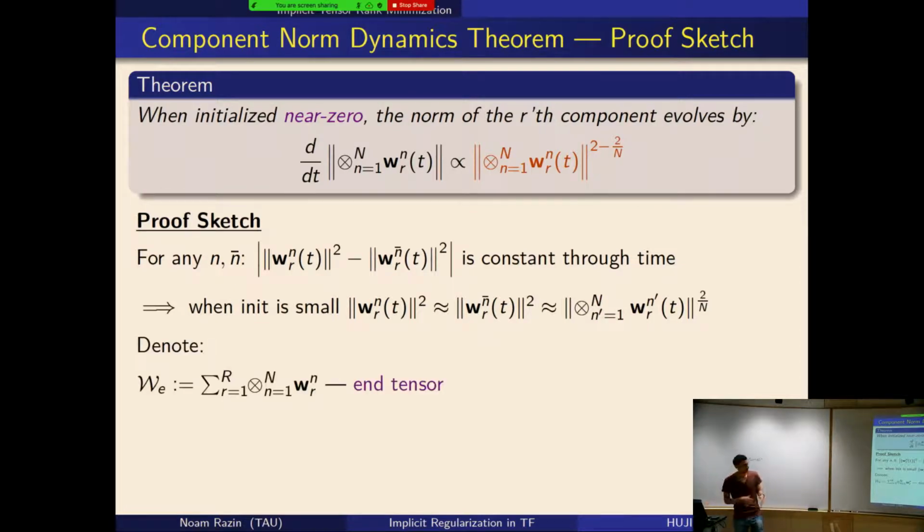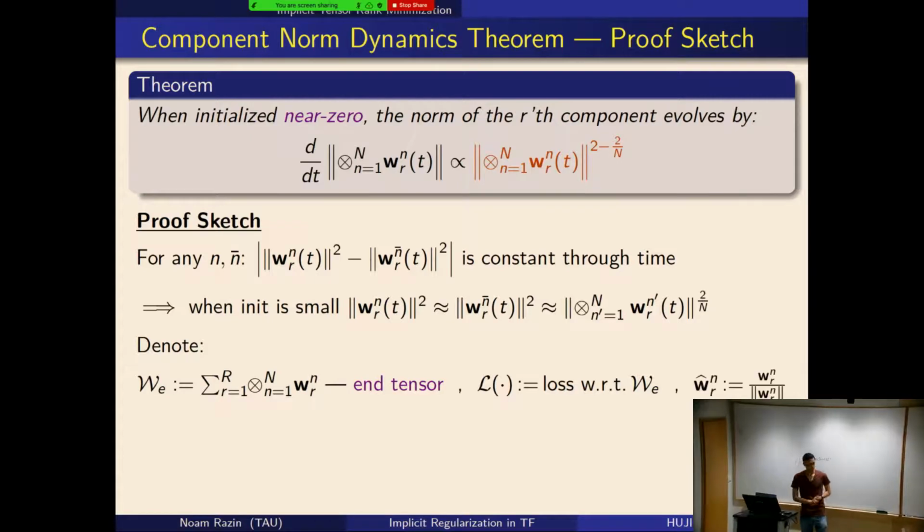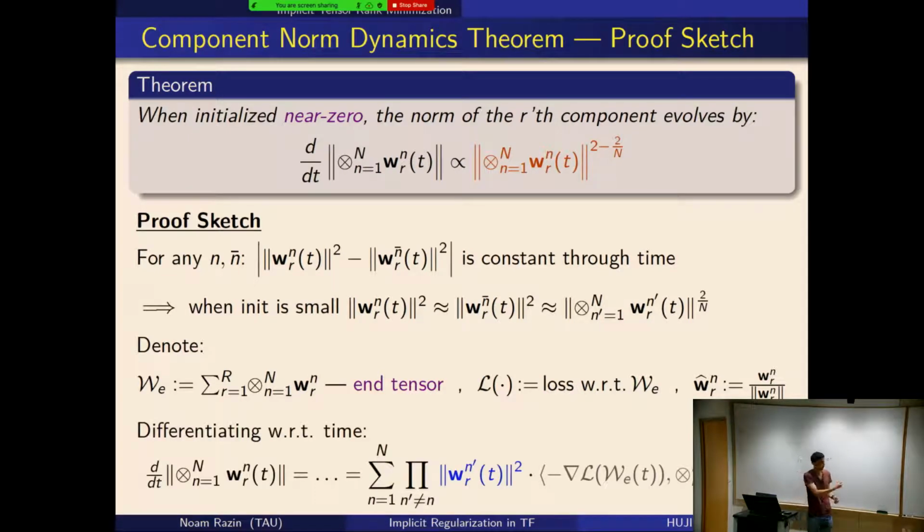And we're now going to need just a few notations. Of course, recall our N-tensor. This is W_E. The loss with respect to the N-tensor we denote by calligraphic L, and by hat we denote the normalized parameter vectors. With this notation in hand, we can differentiate the norm of the component with respect to time. And what we get is the expression on the right. We have some projection term in gray, which you can safely ignore for now, and a product of n minus 1 squared vector norms.